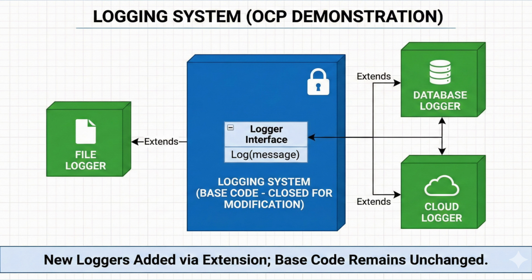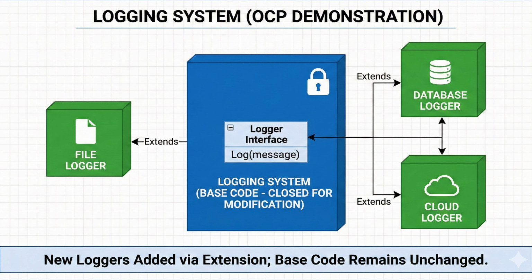In the center, we have the main logging system, which is marked as base code, closed for modification. That means once the logging framework is developed, we don't keep changing its internal code every time we need a new logging feature. Instead, the system relies on a logger interface that defines a simple, stable contract with a method like log message. This interface never changes and acts as the foundation of the entire logging mechanism.